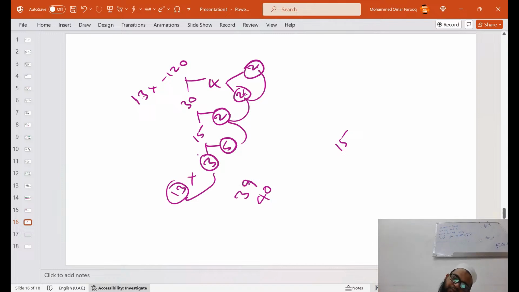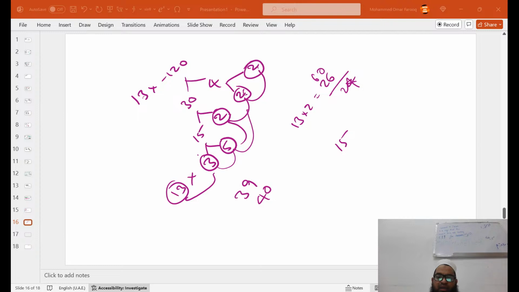5 threes are 15, 15 twos are 30, 3 twos are 6. Students, anybody got the prime factorization of this? Very good. You can use this formula.